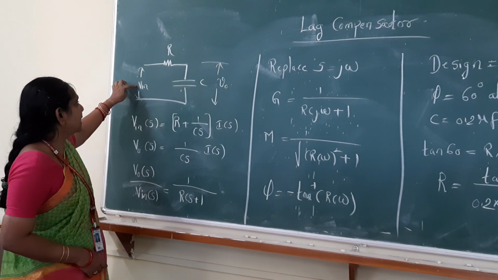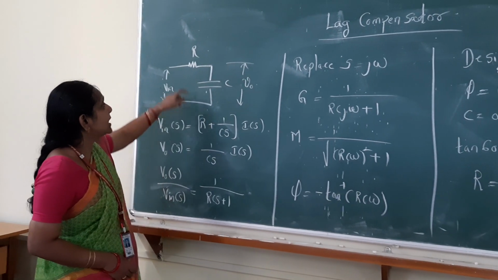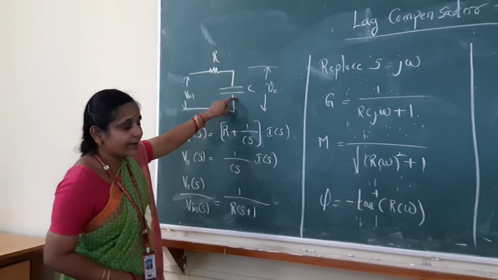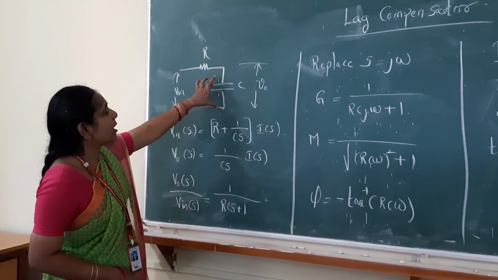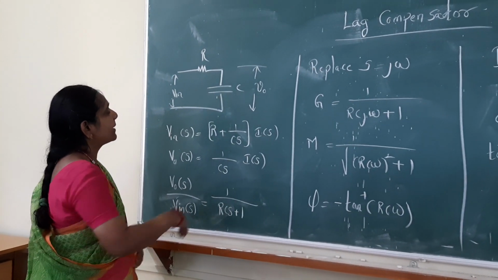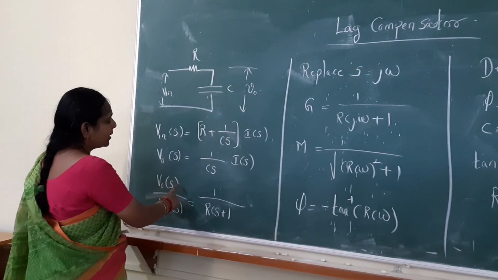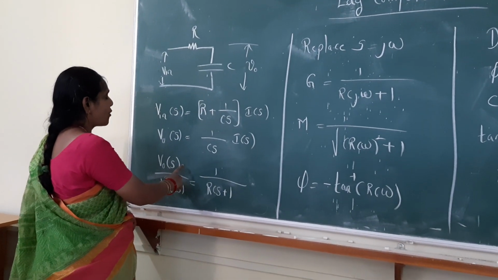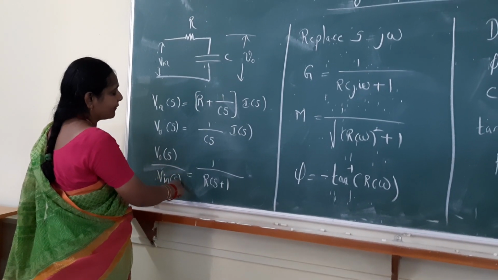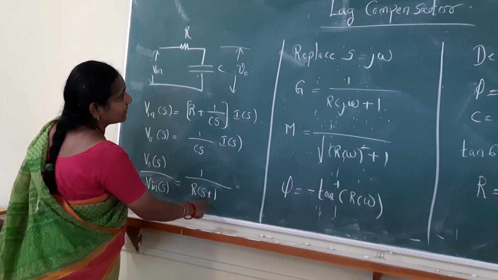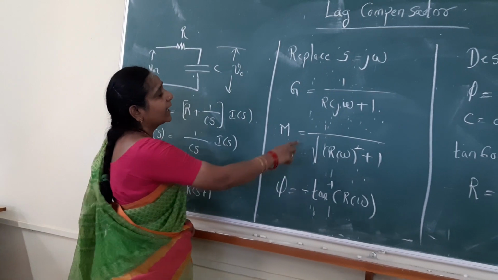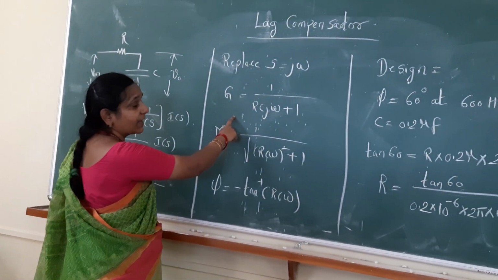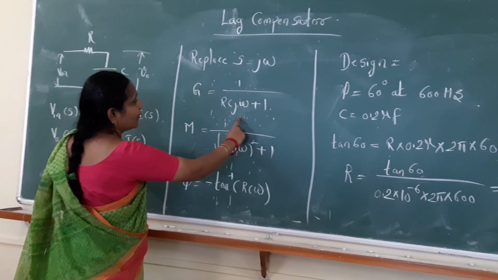Looking at the input voltage, V in of s becomes R into I of s plus 1 by Cs into I of s, and V naught, our output, is across the capacitor, which is 1 by Cs into I of s. So taking the transfer function of output to input, V naught of s by V in of s is 1 by RCs plus 1. Replace s with j omega and we get the transfer function V naught by V in as 1 by RC j omega plus 1.